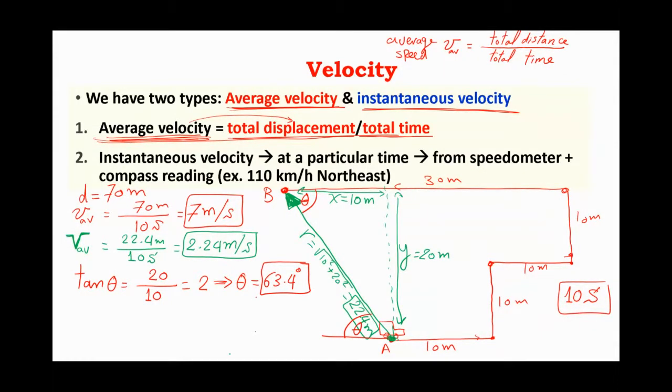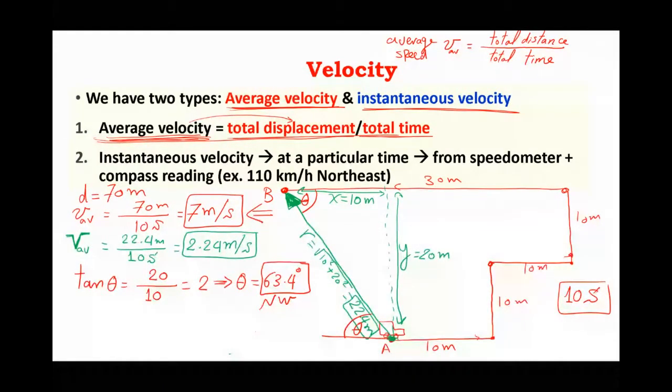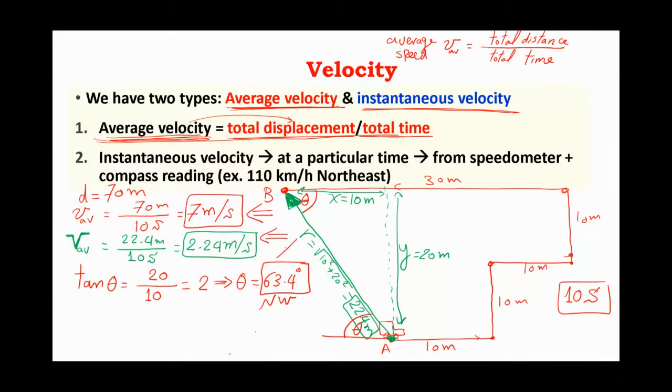You can say 63.4 with the horizontal or northwest. It's up to you. Okay, if you want it exactly northwest. So now I know the difference between the average speed and average velocity. Average speed was 7 meters per second. Average velocity is 2.24 meters per second, and its direction is 63.4 northwest.